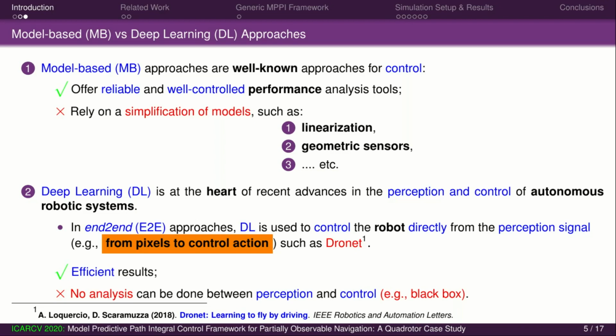One of the good examples is DroneNet, in which the steering angle and the probability of collision can be estimated from a single image. The results here seem to be efficient. However, no analysis can be done between the perception and control, as we consider it as a black box. In this work, we mainly focus on model-based approaches.